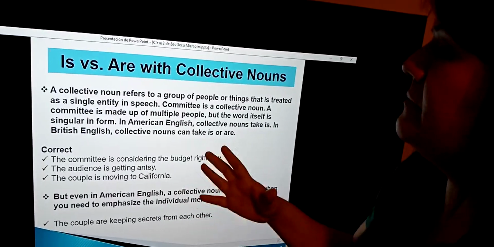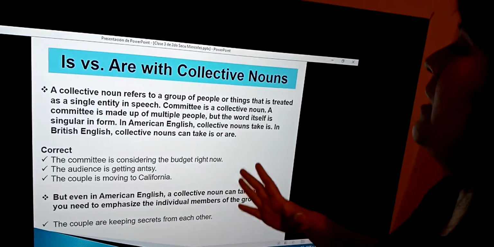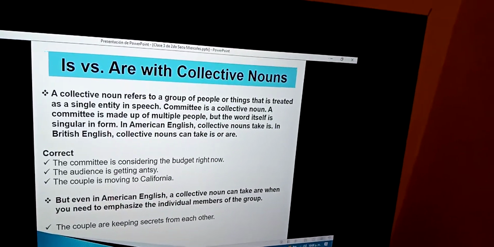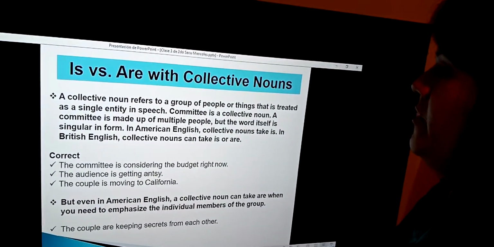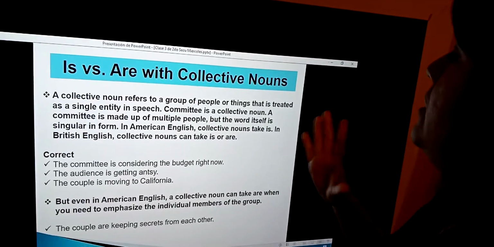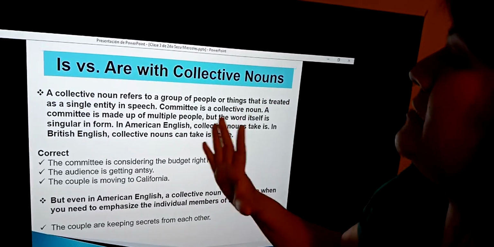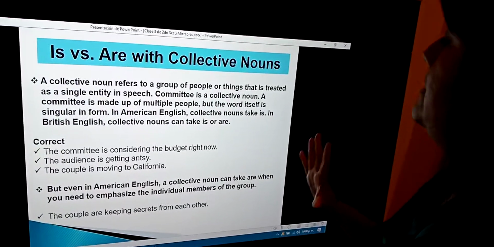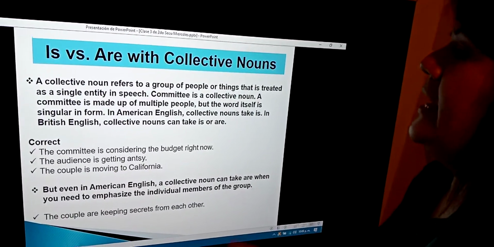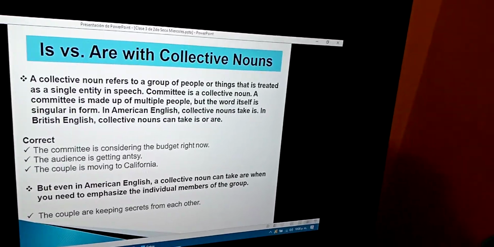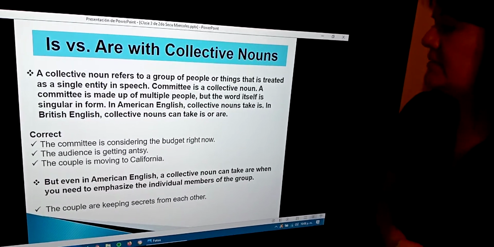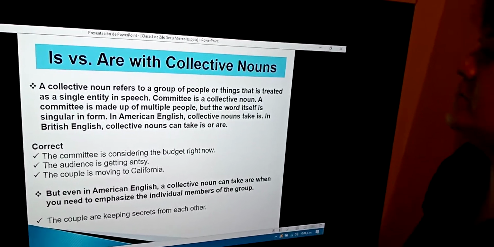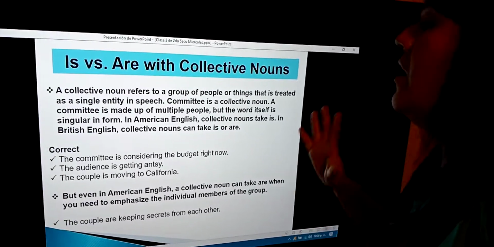A company is made up of multiple people, but the word itself is singular in form. In American English, collective nouns take is. In British English, collective nouns can take is or are.